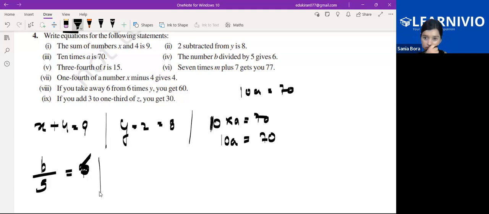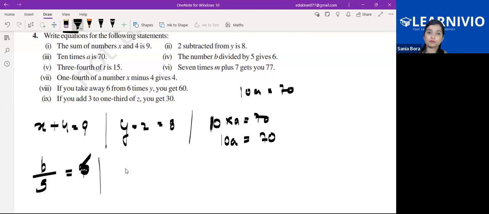Ma'am, is it okay if I write b, the division symbol, then 5? Sorry, I didn't get it. Like b, then the division symbol and 5. Yeah, that's also fine. Ma'am, I wrote it like that. Yeah, that's also fine, not a problem. Okay, now the fifth one, Hepzibah.